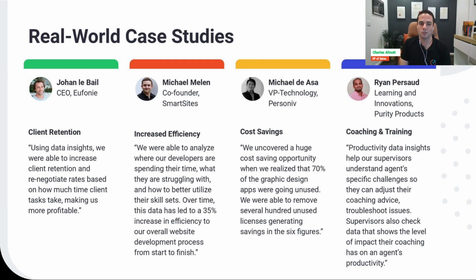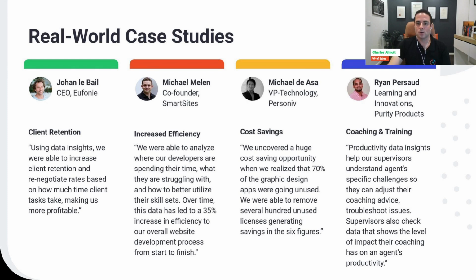So Ryan used productivity data insights to understand specific challenges faced by the company's agents. This enabled the supervisors to adjust their coaching and troubleshooting approach, and even measure the impact of their coaching on agents' productivity. So what I'm hoping you can see with these case studies is that the audits have a transformational potential when it comes to effectively deploying an audit across your industry, team, or company.